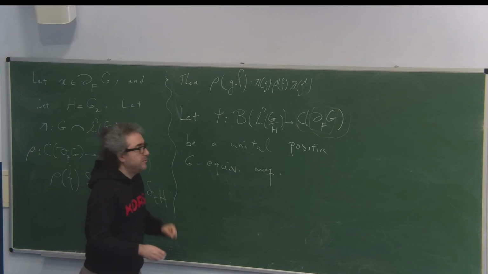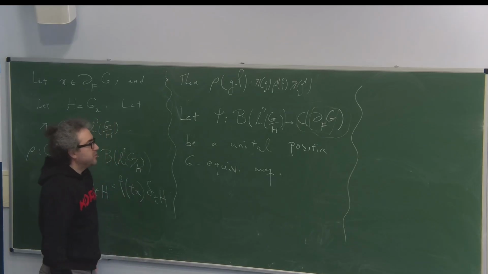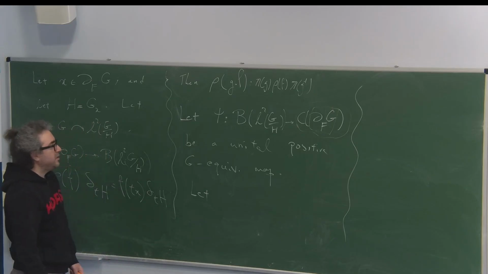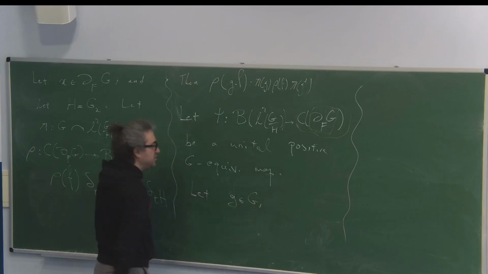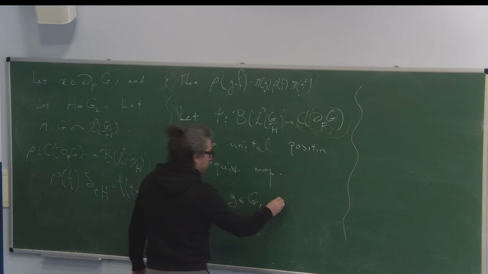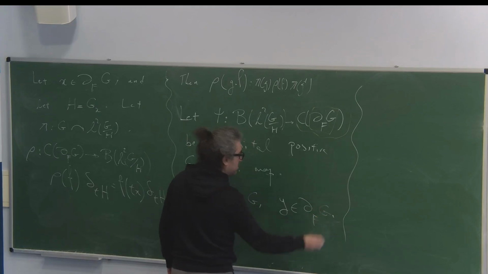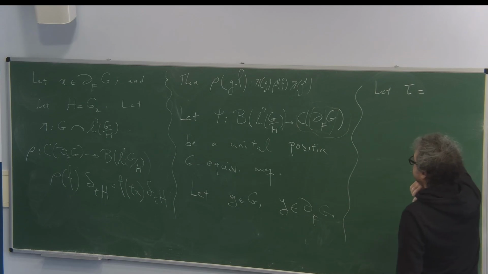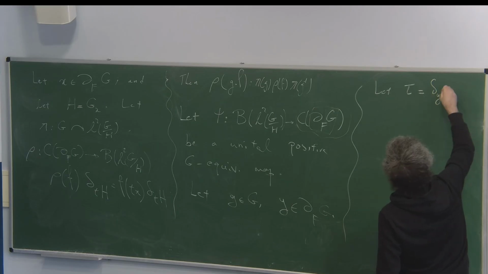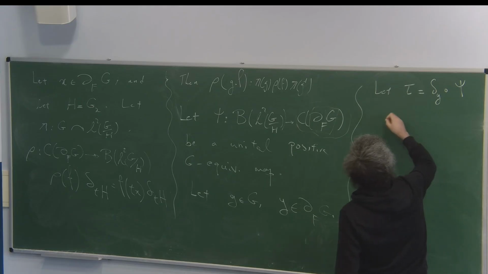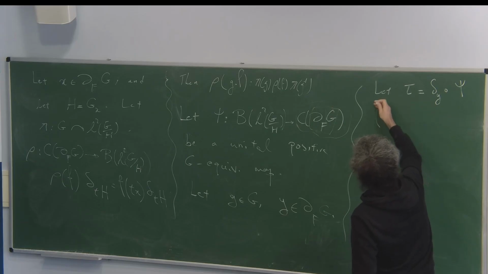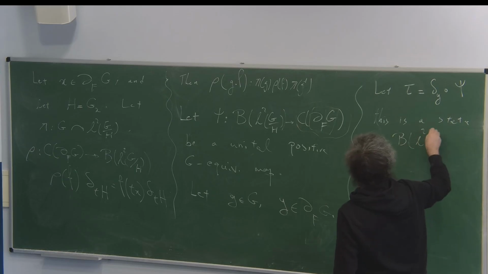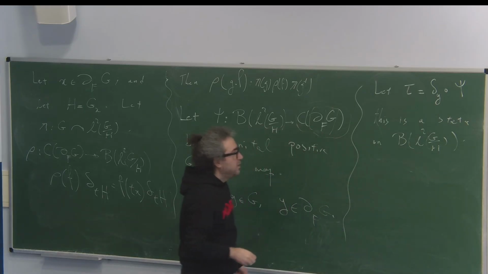Okay. Now, what can I say? Two things. Let me take g in G, and let me take little y in the boundary. Let tau be delta y composed with psi. So this is a state on B of L2, right?